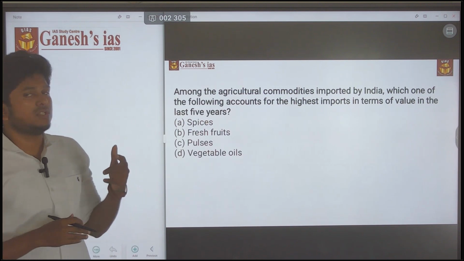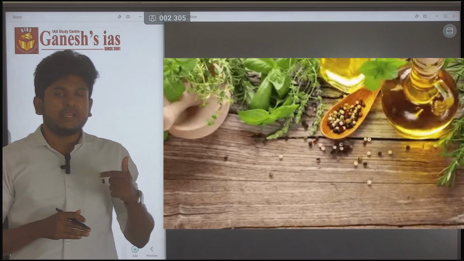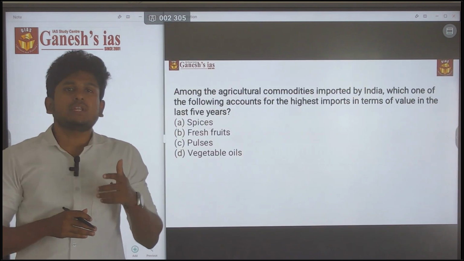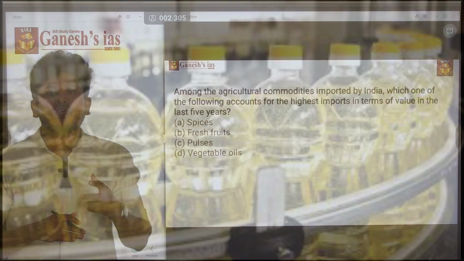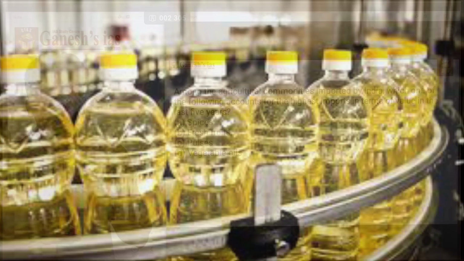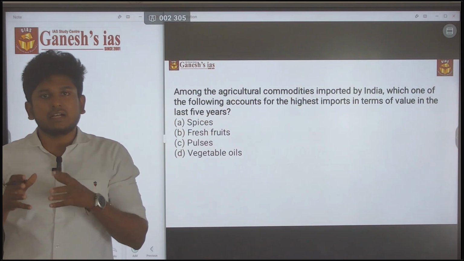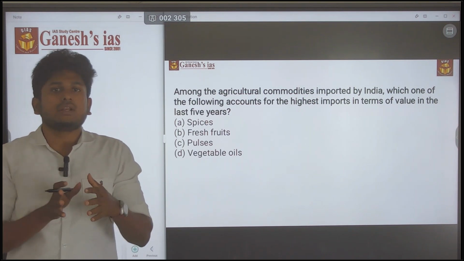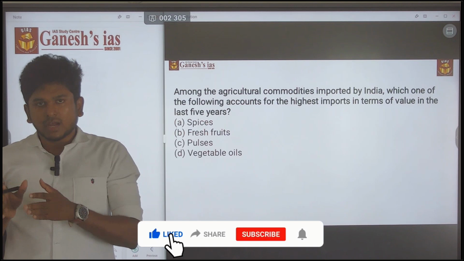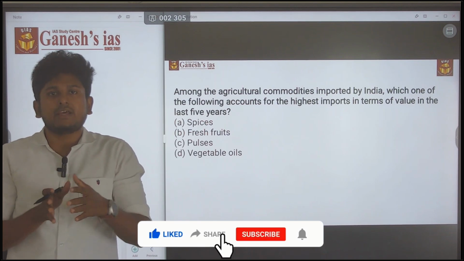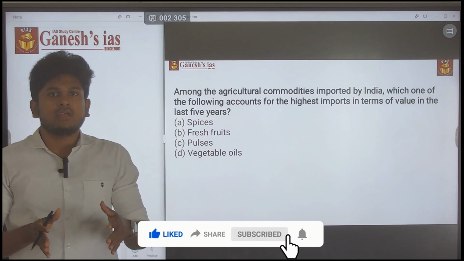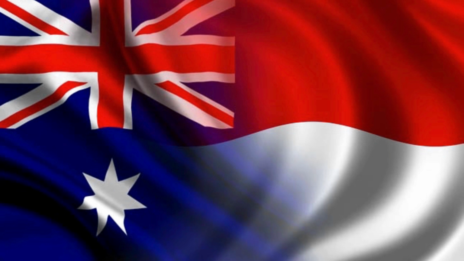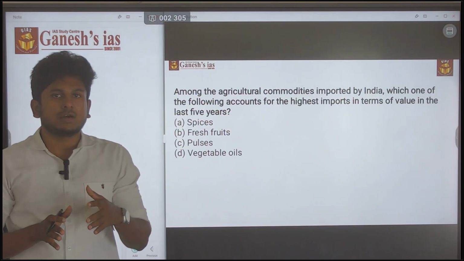Next, vegetable oil. In the PDS system, we are providing palm oil. India depends hugely on palm oil. India is the second largest importer of palm oil. The reason is that we can't cultivate palm oil in India. Palm oil only grows around equatorial regions, mostly in areas near the equator. The major imports of palm oil for India come from Indonesia and Australia. So these are the major things about palm oil.